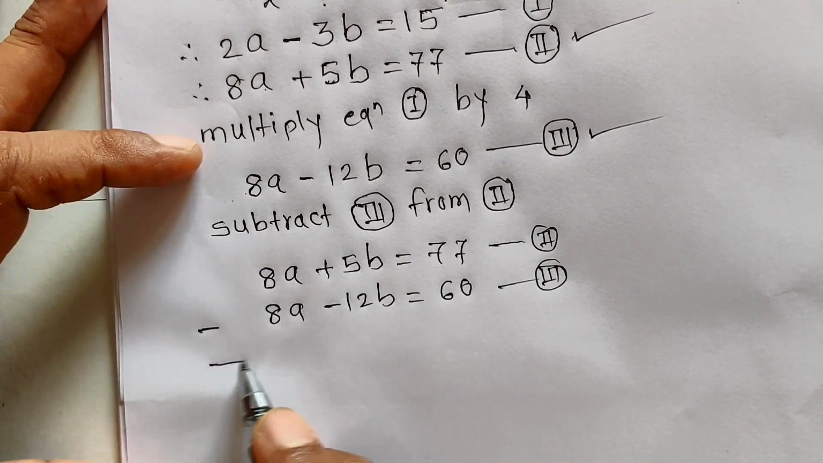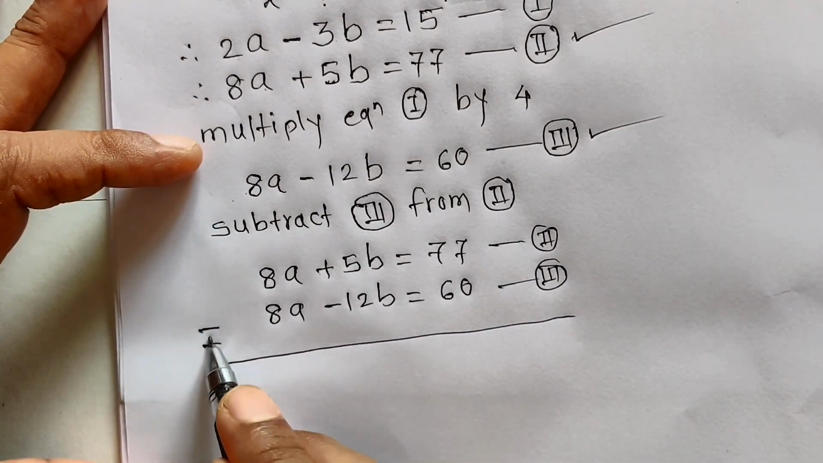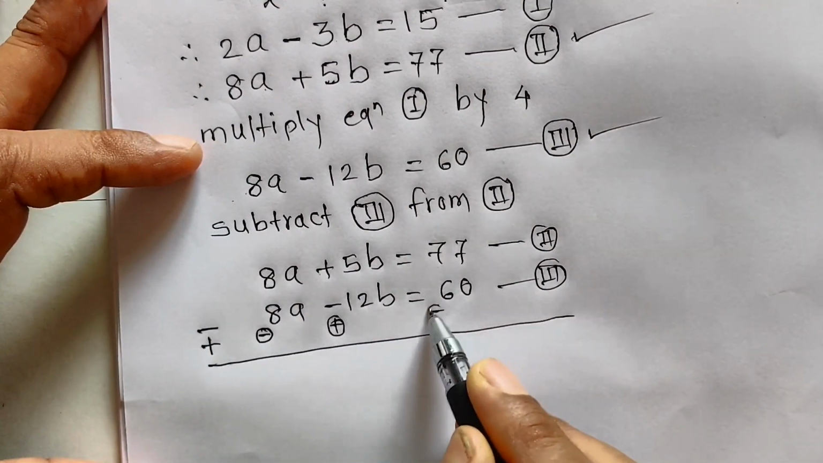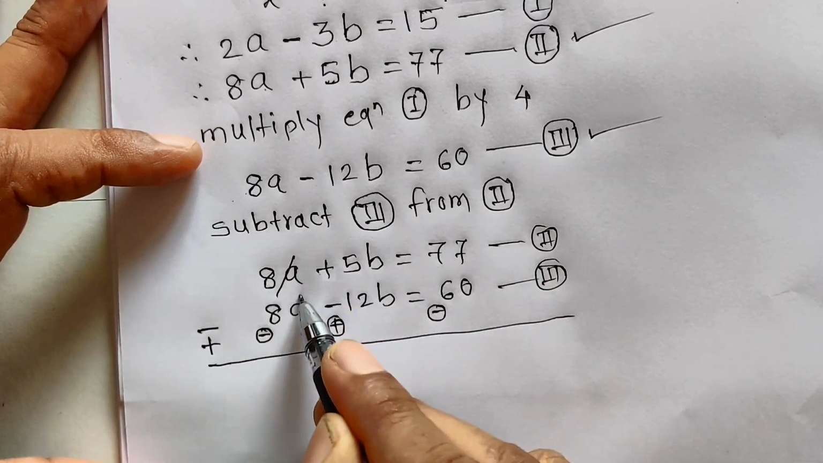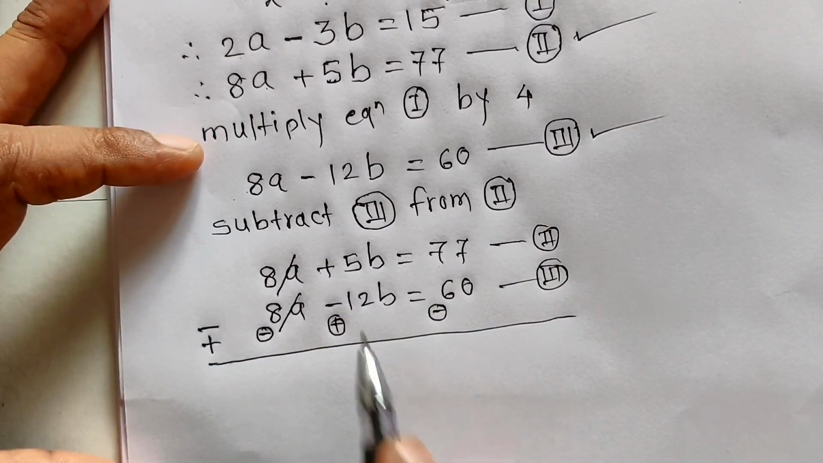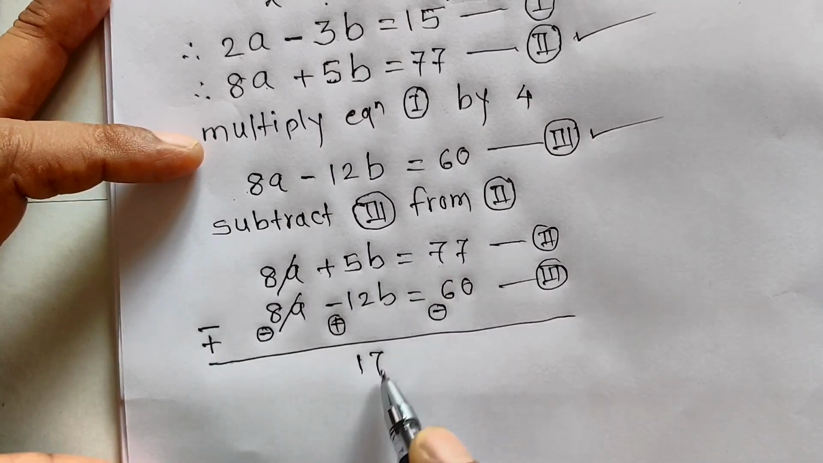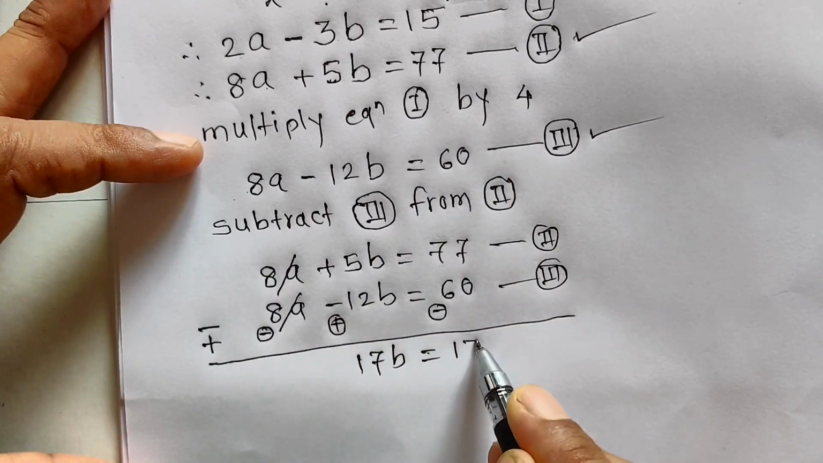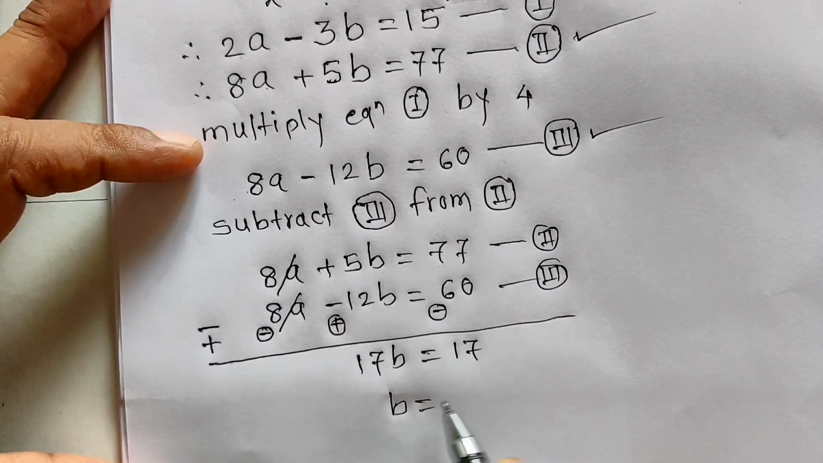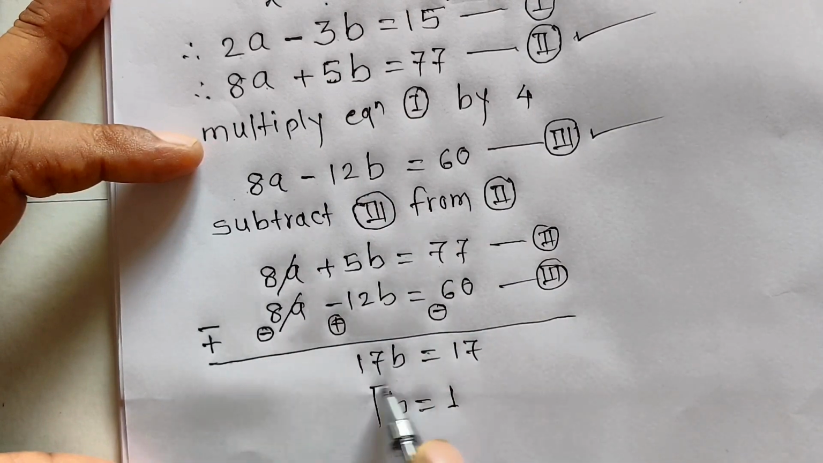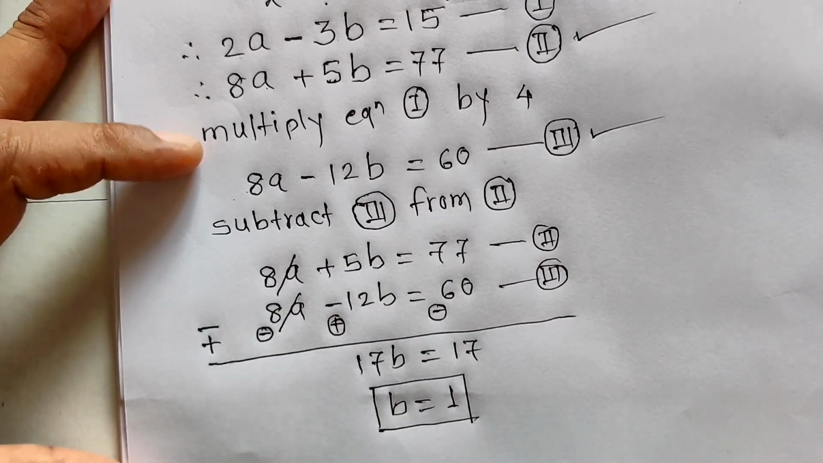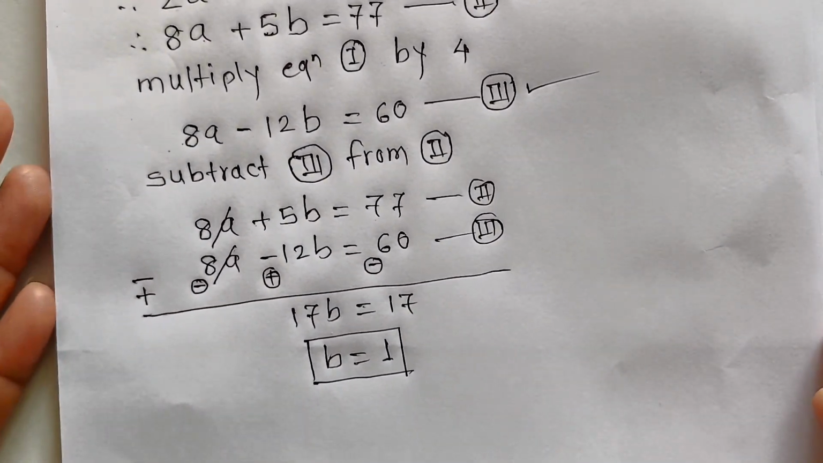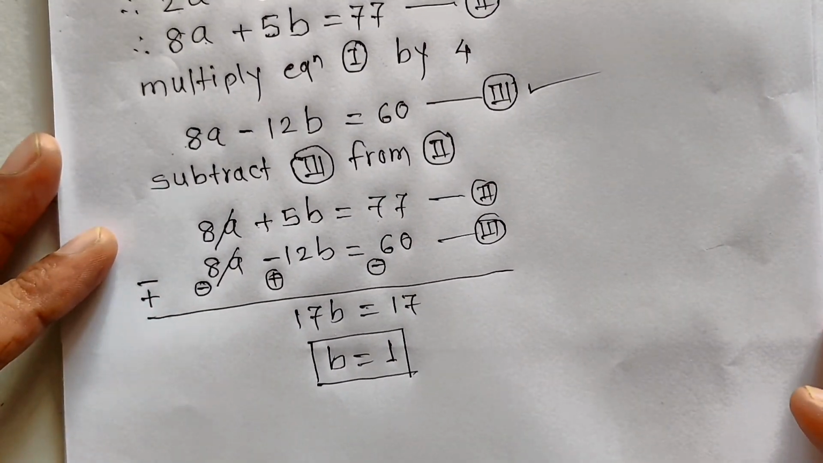Now while subtracting, you know, we have to change the sign. Add and change the sign of second term. This becomes plus, this becomes minus. Here 8a and minus 8a get cancelled. 12 plus 5, 17b is equal to 77 minus 60 is 17. So b is equal to 1. So we get the value of the variable b. Here variable a gets eliminated, and we get the value of b.